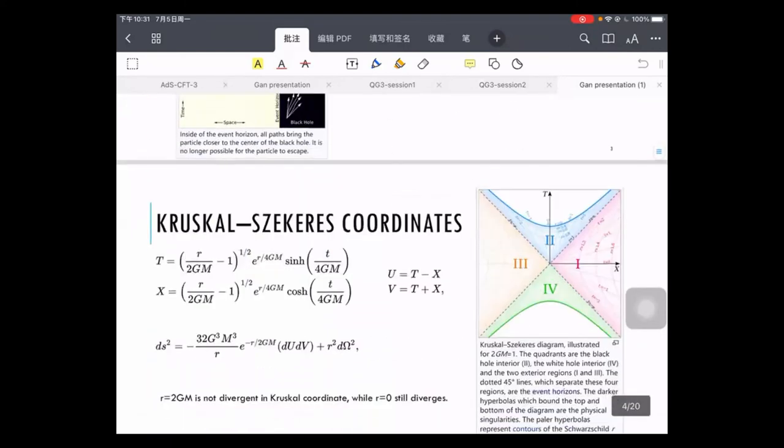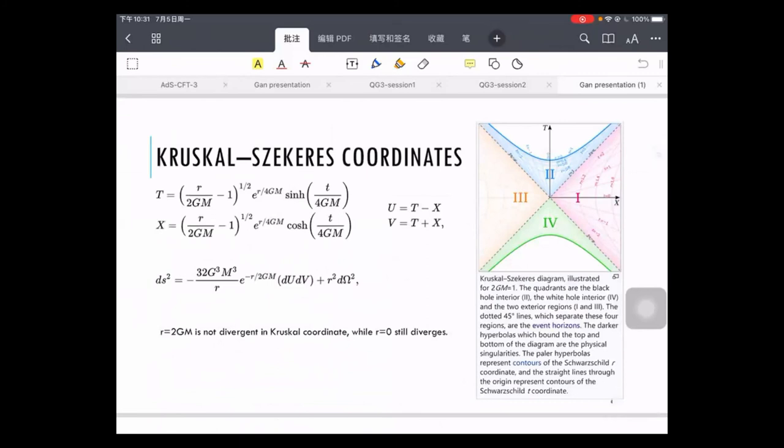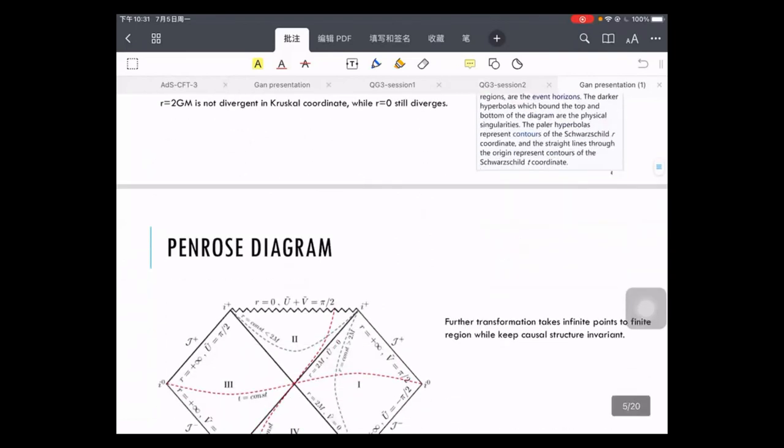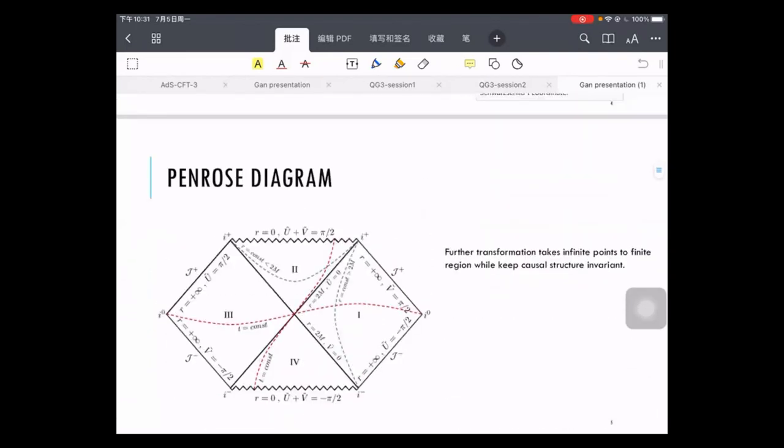This can be seen more clearly if we turn to the Kruskal coordinates. In these coordinates, the r equals 2GM is not divergent anymore, but the r equals 0 still diverges. So we know the singularity is the true singularity, but the horizon is only a coordinate singularity. Furthermore, if we do the conformal transformation, we can come to the Penrose conformal diagram. We can see clearly the space-time is cut off at the singularity, and most of the physical quantities are divergent there. So in quantum gravity, the most important thing is to solve the singularity.